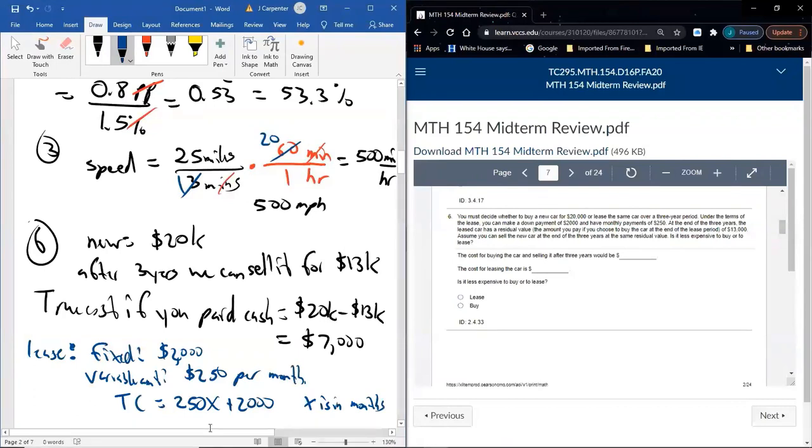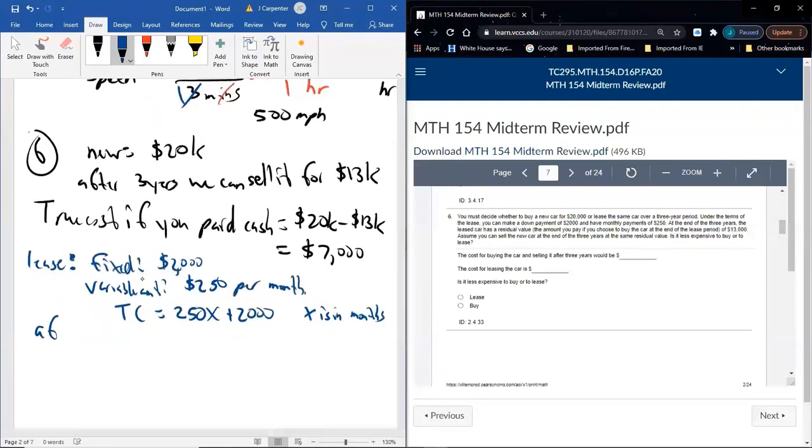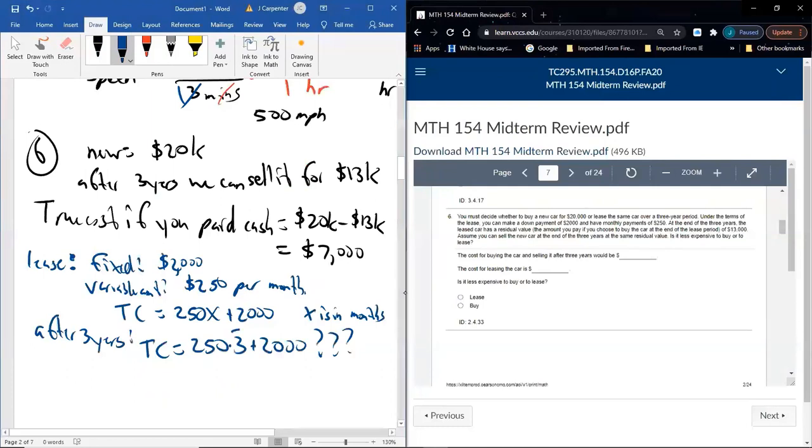But we're paying this for 3 years. It did say 3 years, right? Yes, 3 years. So after 3 years, your total cost would be 250 times 3 plus 2,000. Now, I said you don't have to do it this way. Some people can just play with the numbers and come up with this right. And I'm doing this wrong intentionally, because 3 is 3 years, but the 3 is supposed to be representing months. So no, this is not right.